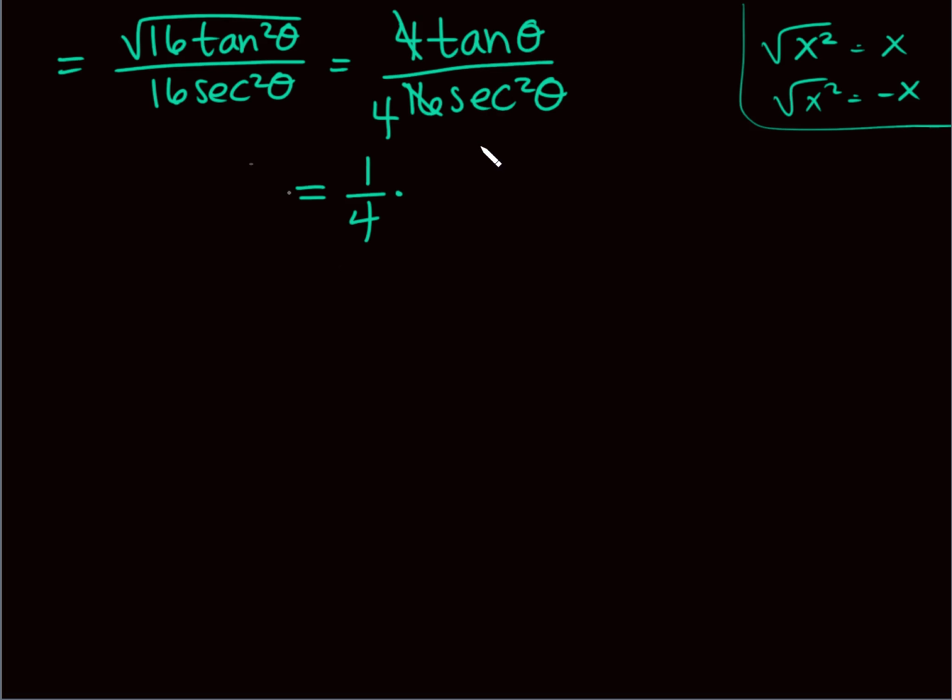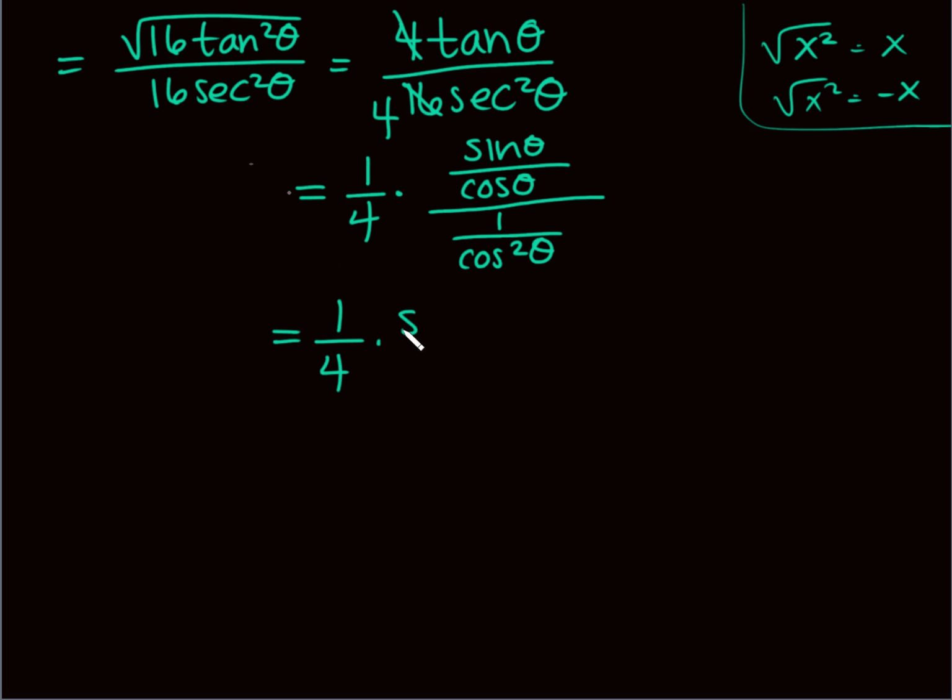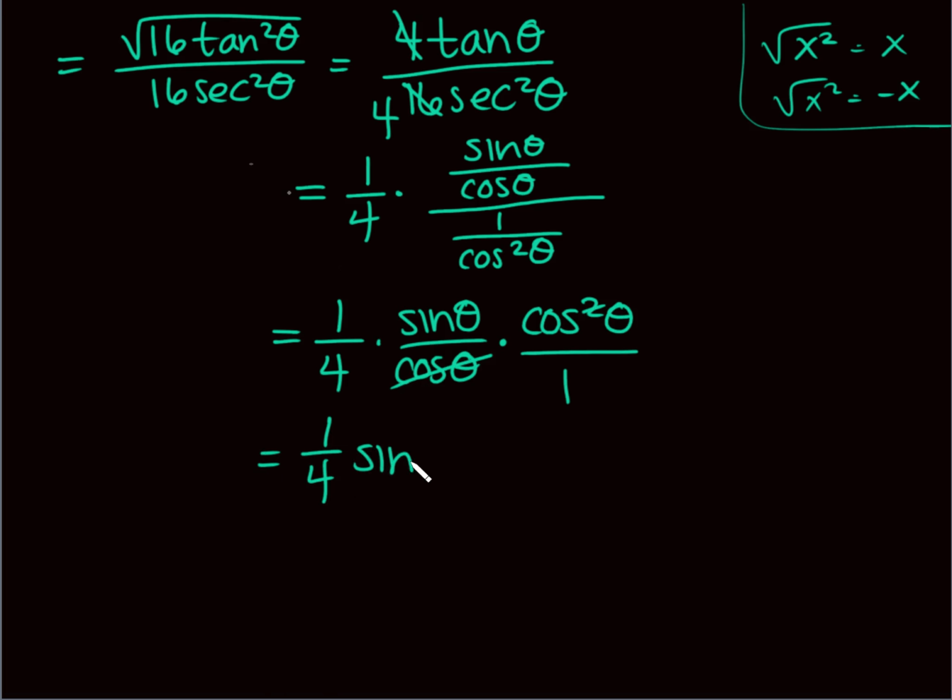So tangent is sine of theta over cosine theta, and secant squared is 1 over cosine squared theta. I write that in terms of sine and cosine just to be able to see how I'm going to simplify this. So the numerator is sine theta over cosine theta. And then the denominator, I'm going to flip it and multiply, so I get cosine squared theta all over 1. I can cancel one of the cosines and I get 1/4 sine theta cosine theta.